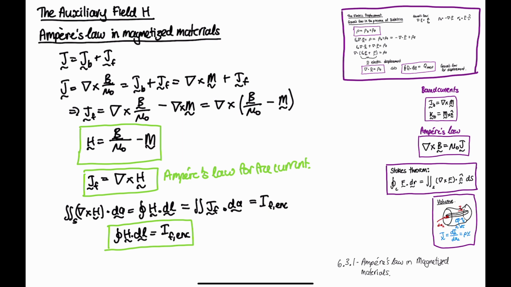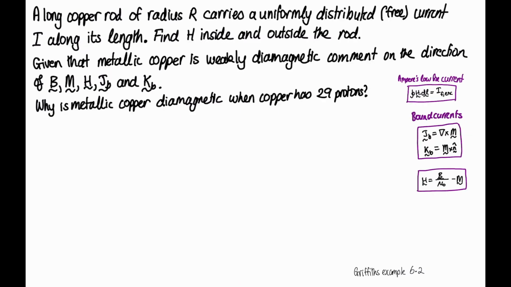And why that's useful is the free current is what we can actually control. This is the current that we add to the circuit, and the magnetization and resulting bound currents just happen as a result of the magnetization that this causes. So we have no control over that, but we can control how much free current we add into a system. So let's have a look at an example problem now.